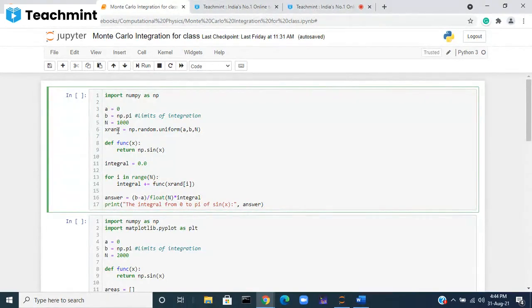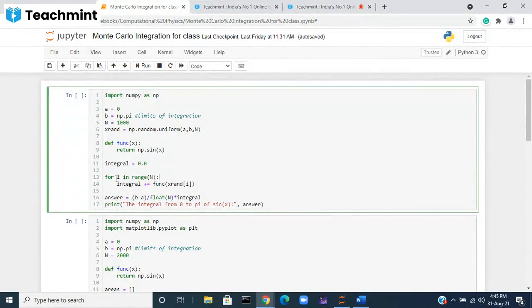Xren is an array of numbers. An array is not a list; a list can have different data types, whereas an array has the same data type, either all integers or all floats. So this is like a list, and this is an array. So xren is an array, and how many elements does it contain? It contains 1000 elements. Array indexing.